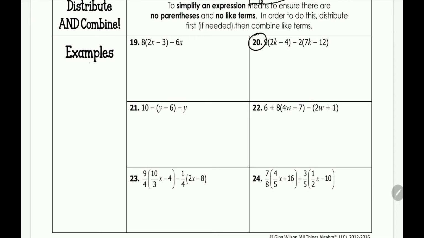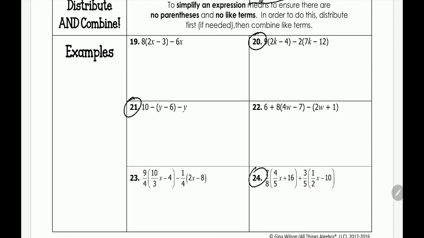You have to do number 20 by yourself, number 21 by yourself, and let's have you do number 24 by yourself.